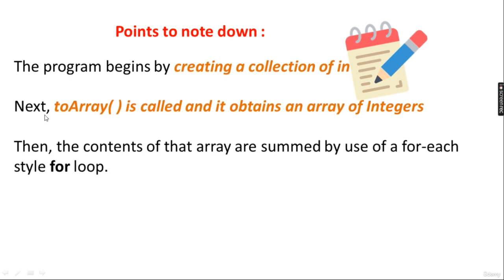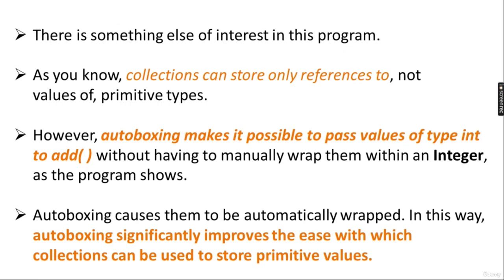The program begins by creating a collection of integers. Next, toArray is called and it obtains the array of integers. Then the contents of that array are summed up and the total is displayed. There is something interesting. Collections can store only references, not values of primitive types. But autoboxing makes it possible to pass values of type int to add without having to manually wrap them within an Integer, as the program shows.